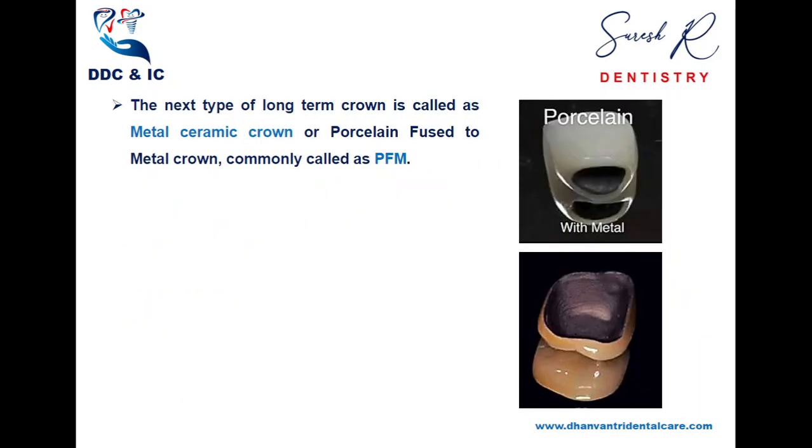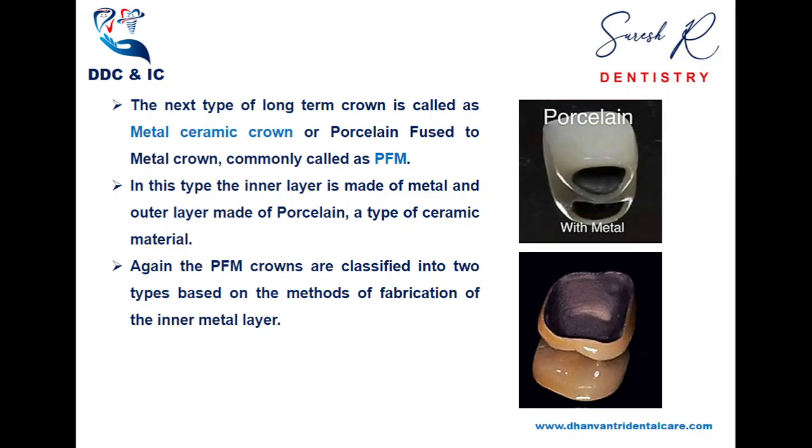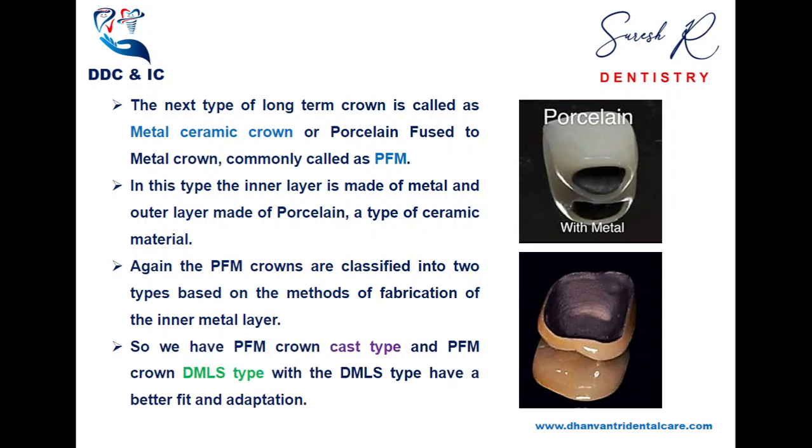The next type of long-term crown is called a metal ceramic crown or the porcelain fused to metal crown, or commonly a PFM. In this type of crown, the inner layer is made up of metal and the outer layer is made up of porcelain, which is a type of ceramic material. Again, the PFM crowns are classified into two types based upon the method of fabrication of the innermost metal layer. So we have the PFM crown cast type and the PFM crown DMLS type, in which the DMLS type has a better fit and adaptation.